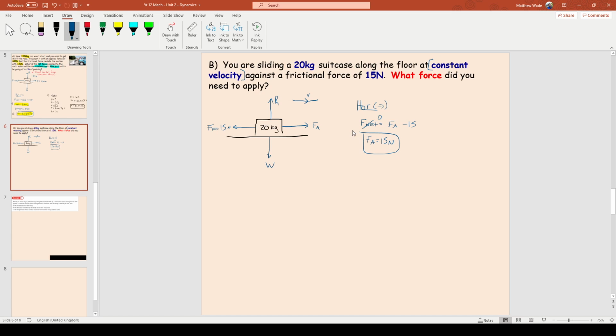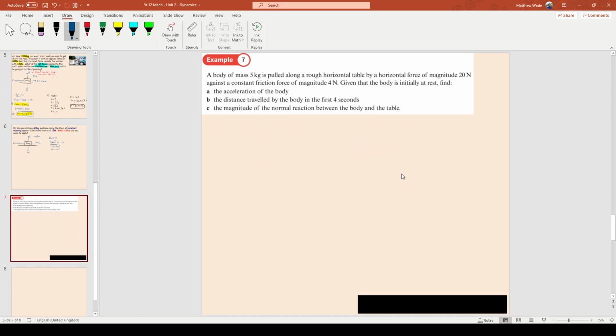That one, my buddies, was an easy one, but it was a trick because you had to know that F-net was equal to 0 because there was no acceleration. Cool. Final one. A body of mass 5 kilograms is pulled along a rough horizontal table by a horizontal force of magnitude 20 newtons. There you go. This is an example of some highlighter action. 5 kilograms pulled along a rough, which means it's got friction, horizontal table by a force of magnitude 20 newtons, and against a constant friction force of magnitude 4 newtons. Given that the body is initially at rest, I'm going to go a different color there because that's nothing to do with what's causing the forces. Find the acceleration of the body to start with.